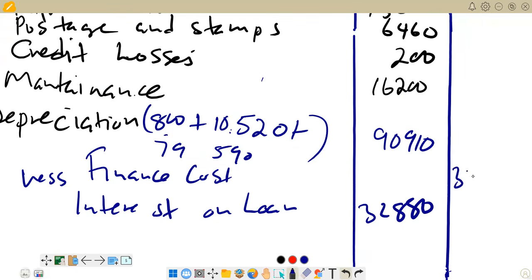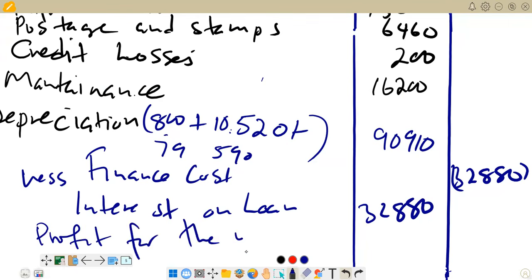So we are now 32,880. And then we are subtracting, we are saying less here. So now when you subtract from the figures that we are having on top there, that's when we can get our profit for the year. So we are now saying the figure that is on top there, we subtract there, then we get profit for the year here, which is our 1,023,570.